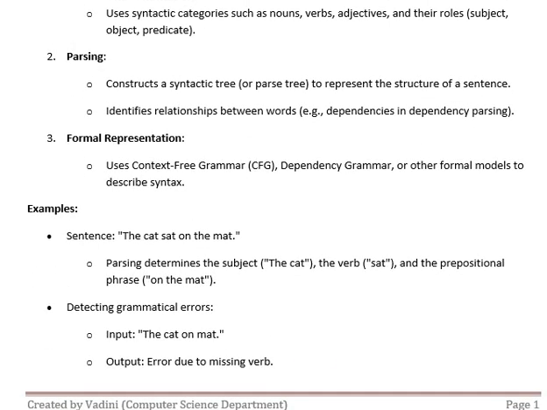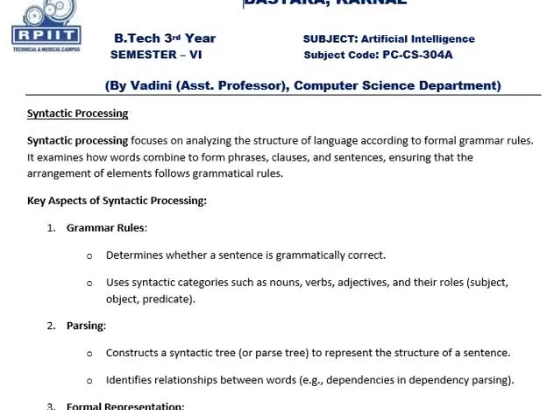Let's take one more example. The cat on the mat. The correct sentence is the cat sat on the mat, but there is a grammatical error in the cat on the mat. So the output is an error due to the missing verb.